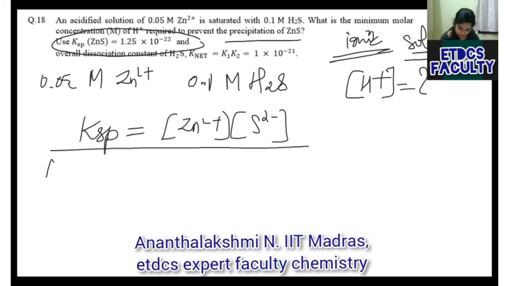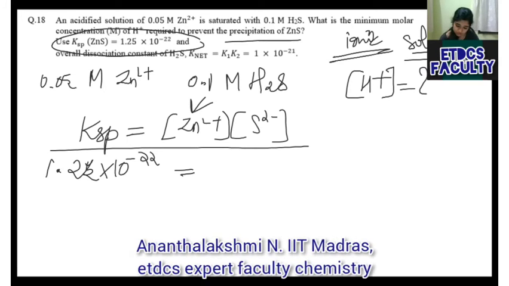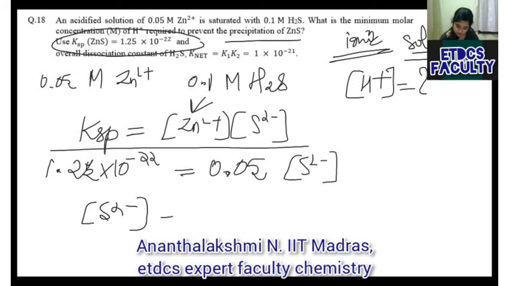KSP is 1.25 into 10 power minus 22. What is the zinc 2 plus concentration? It is 0.05 molar, right? And the S2 minus concentration we don't know. So the S2 minus concentration will be 1.25 by 5, that is 25 into 10 power minus 22. Great. So we found the S2 minus concentration.